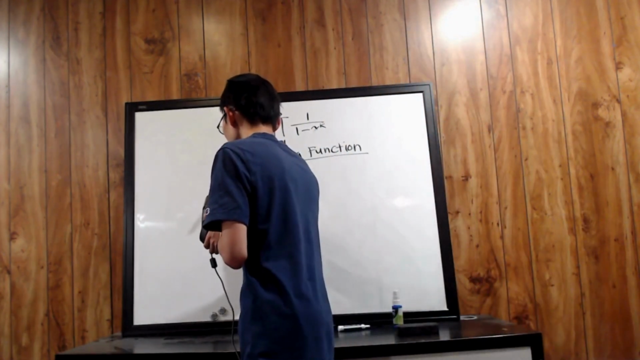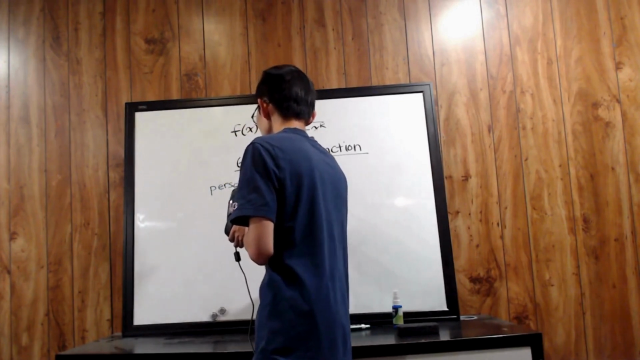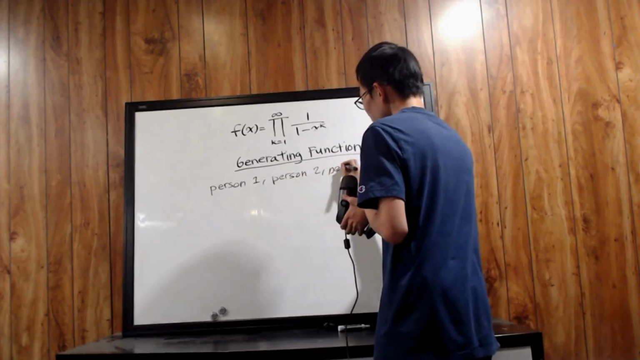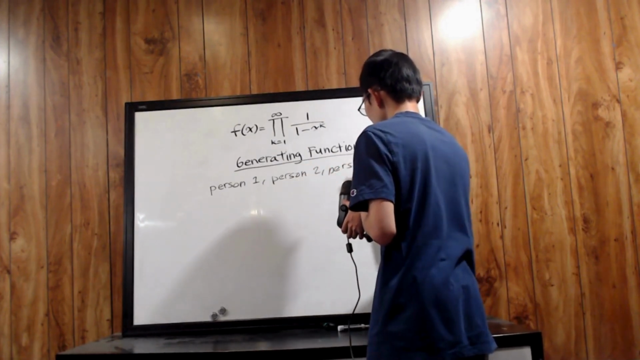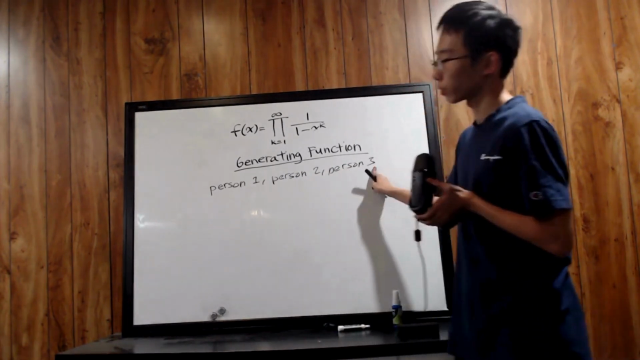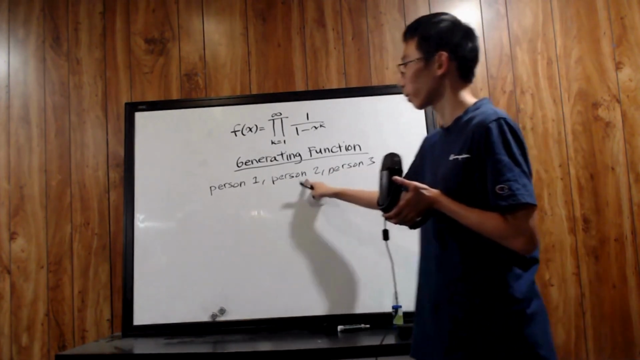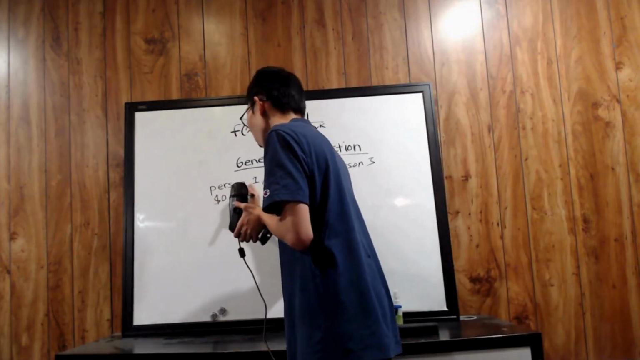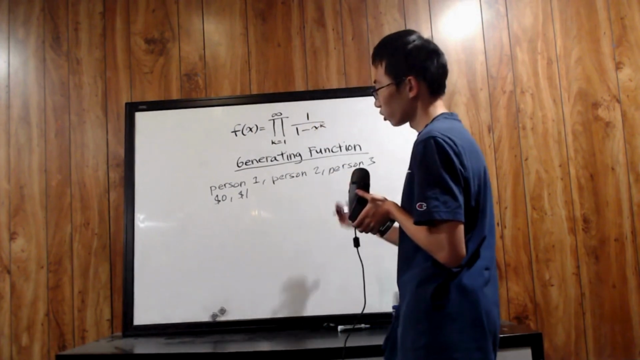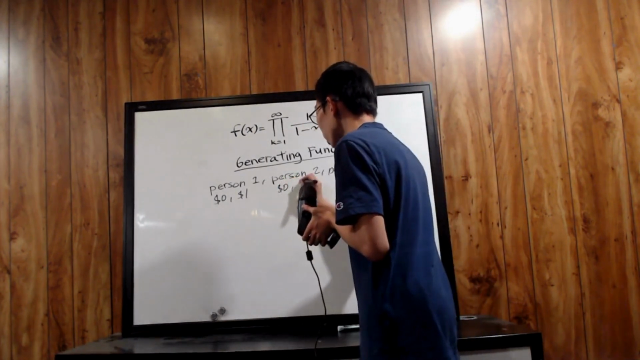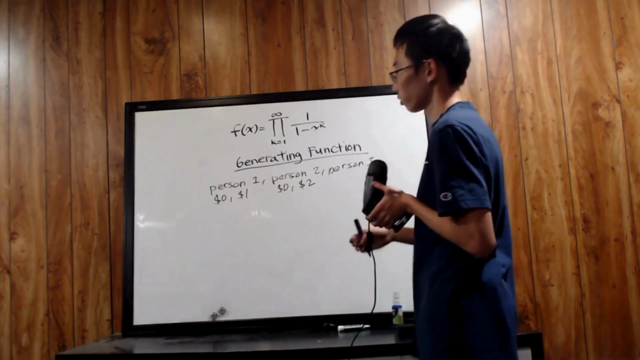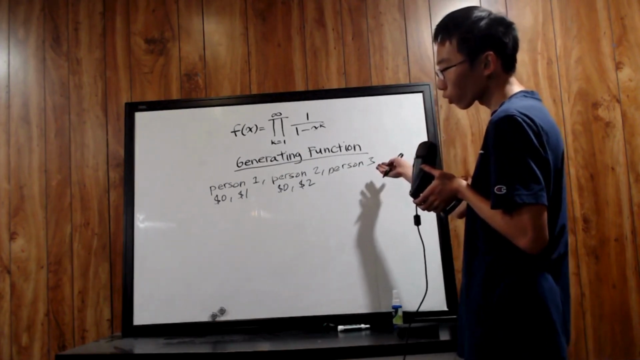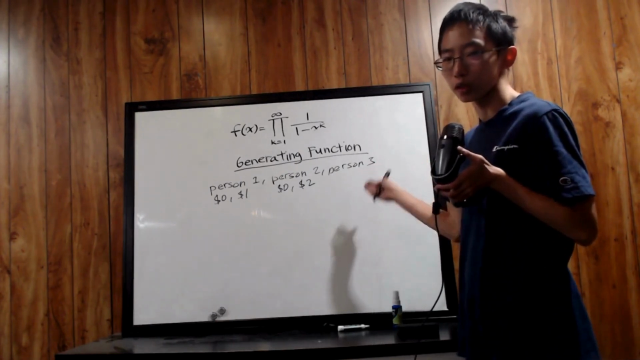Suppose we have person 1, person 2, and finally, person 3. Suppose that person 3 will be collecting money from person 1 and person 2. Now, person 1 can contribute either $0 or $1. Person 2 can contribute $0 or $2. So not $1, only 0 or 2. Now, how many different possible total values can person 3 receive?